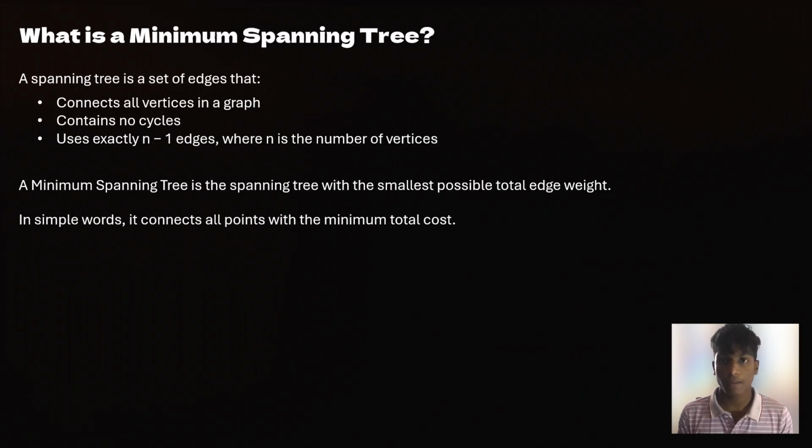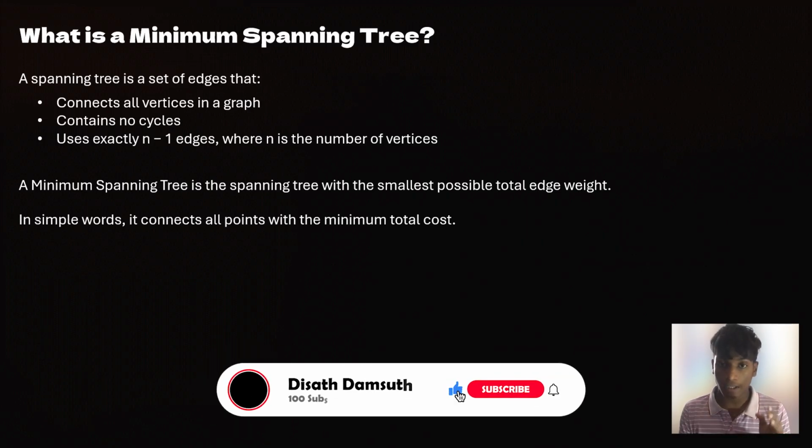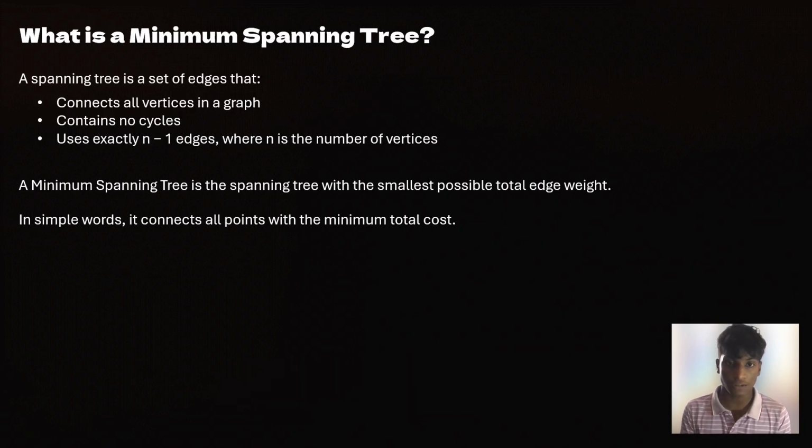Let's discuss the minimum spanning tree. Before understanding a minimum spanning tree, we first need to understand what a spanning tree is. A spanning tree is a subset of a graph that connects all the vertices. It has three important properties. First, it connects all vertices in the graph. Second, it does not contain any cycles, which means there are no loops. Third, if there are n vertices in a graph, then the spanning tree will always have n minus 1 edges.